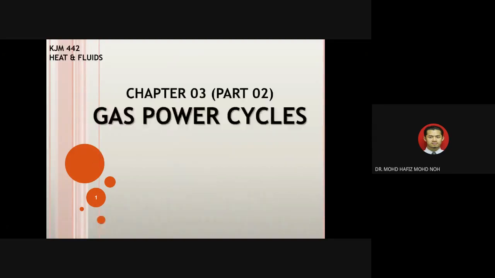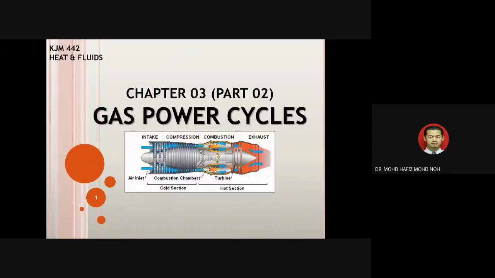Alright, so now we enter part 2 of the gas power cycle for KJM 442. In this part, we will focus on the example and exercise related to the gas turbine engine. Now we enter chapter 3, part 2. In part 1, you already learned about the basic principle, the components, the calculation, and also the performance. Now we come to the actual performance calculation for the gas power cycle.